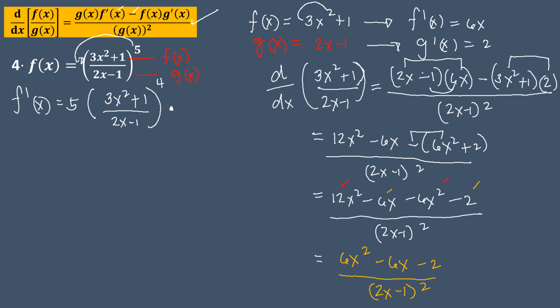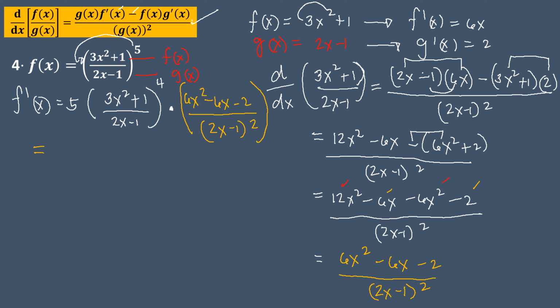So meaning, this is the derivative of our inner function. For this, we will be multiplying this by the derivative of the outer function: (6x^2 - 6x - 2) over (2x - 1)^2. Let us now further simplify them. Remember that the outer function's derivative is this, while the inner function's derivative is this.